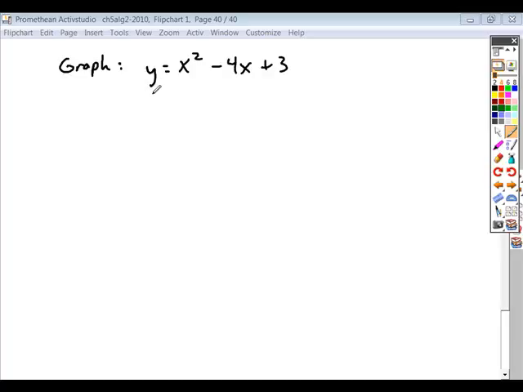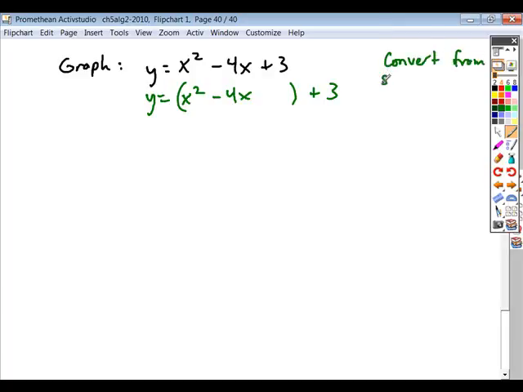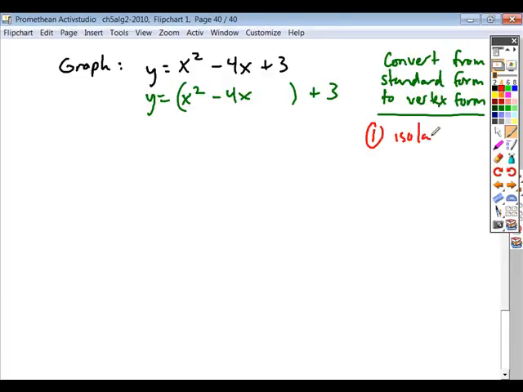Okay, the first thing I'm going to do is rewrite this, and I'm just going to group my x terms together, leave a space to complete the square, and instead of moving my constants to the other side, I'm just going to isolate them in the same side of the equation. Okay. So this will be converting from standard form to vertex form. Okay, so step one, we're going to isolate our constant.